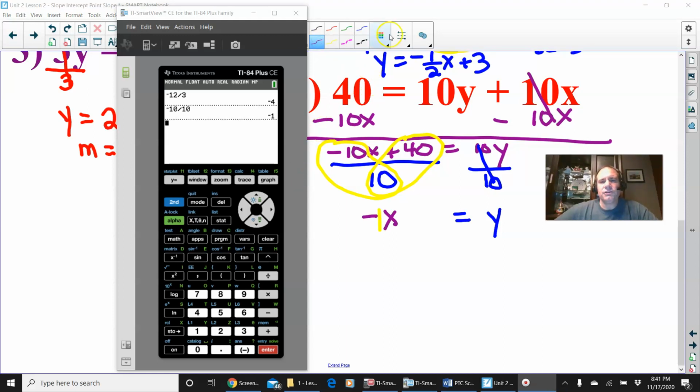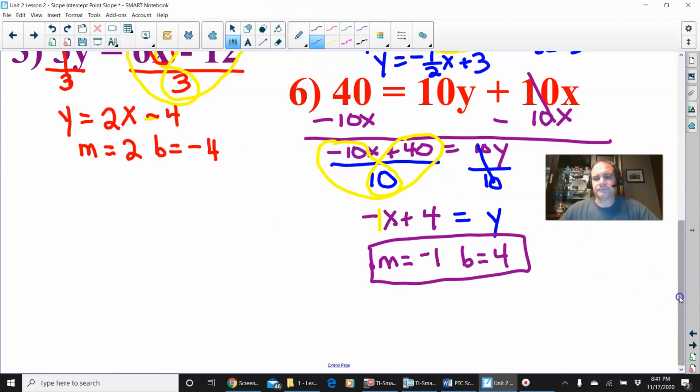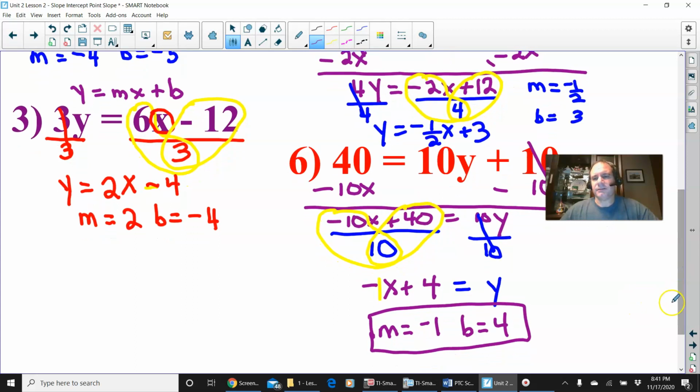All right, so 40 divided by 10, and that is plus 4. So the slope is negative 1, the y-intercept is 4. That is it. It's a tough question, but I think you can do it. No problem. All right, that is number 6.